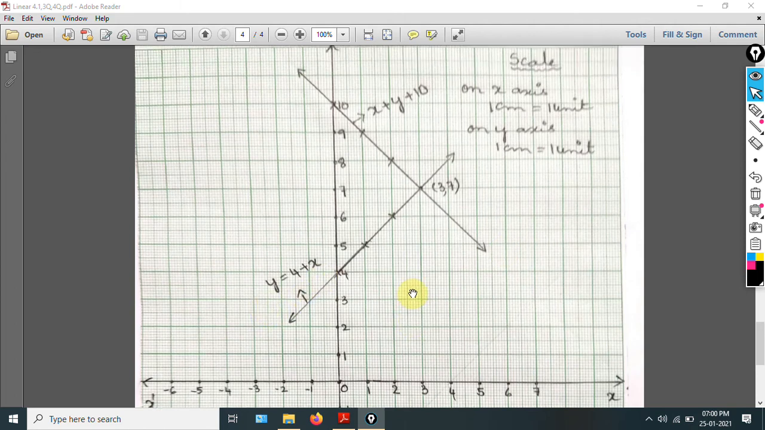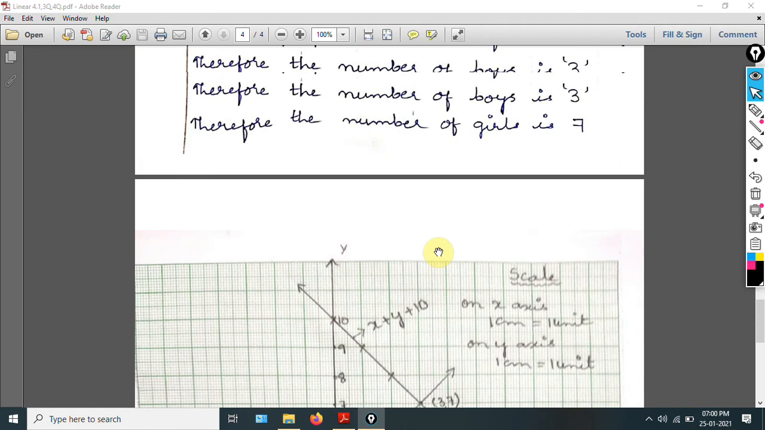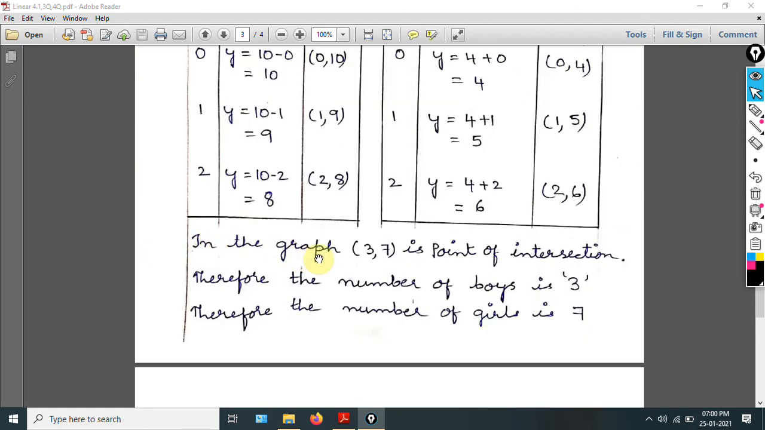Okay. So what we are seeing is that these two lines are intersecting. Where they are intersecting, that is the answer. So where are they intersecting? Here. What is the x value? 3. So here we are writing 3 comma. And what is the y value? 7. So 3 comma 7 is the answer. So here in the graph we are writing 3 comma 7 is the point of intersection.